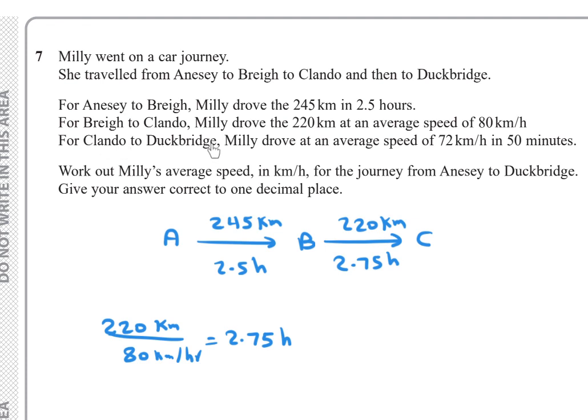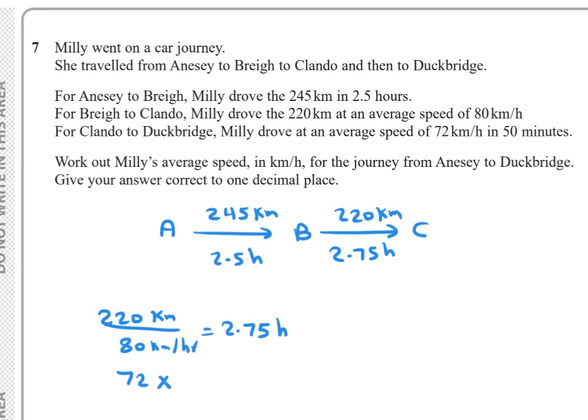Now from Clando to Duckbridge, the average speed 72 kilometers per hour and the time 50 minutes. So to find the distance, you need to multiply 72 by 50 over 60, because you need to convert the minutes to hours, equals 60 kilometers. So from Clando to Duckbridge, the distance 60 kilometers and the time 50 minutes. This means 50 over 60 hours.